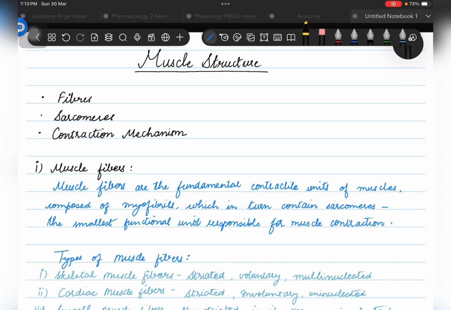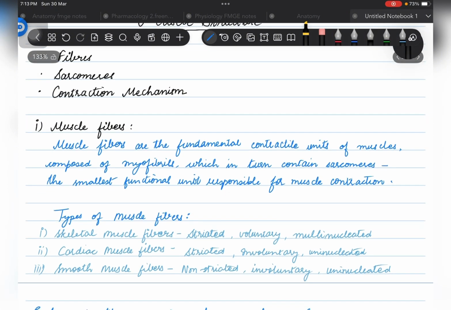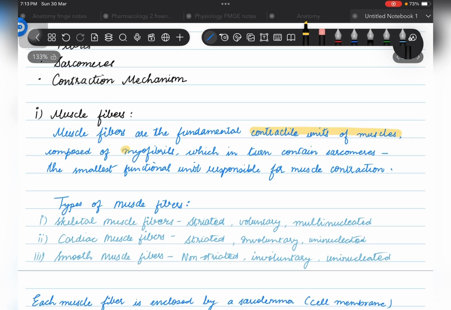So now we will talk about the muscle structures. In this, we will talk about fibers, sarcomeres, and the contraction mechanism of the muscles. So firstly, let's start with the muscle fibers. Muscle fibers are the fundamental contractile unit of the muscles, composed of myofibrils, which in turn contain sarcomeres, the smallest functional unit responsible for muscle contraction.